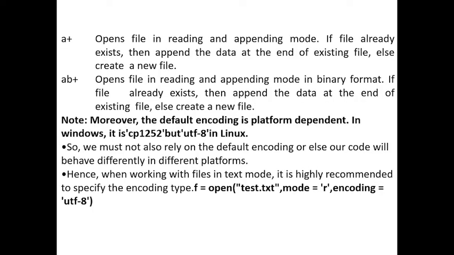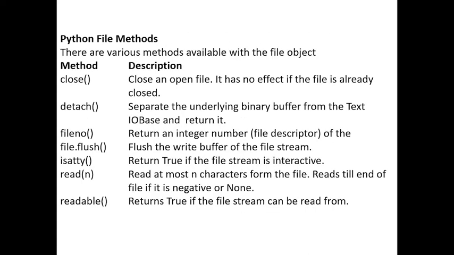Then A plus opens a file in reading and appending mode. If the file already exists, it appends the data at the end of the file, else it creates a new file. AB plus opens a file in reading and appending mode in binary format. If the file already exists, it appends the data at the end of the existing file, else it creates a new file. This is all about the different modes and their combinations.